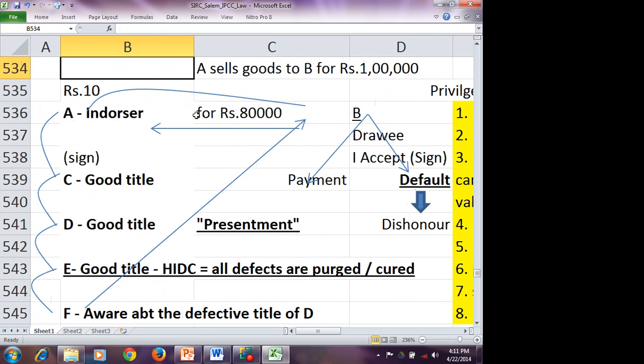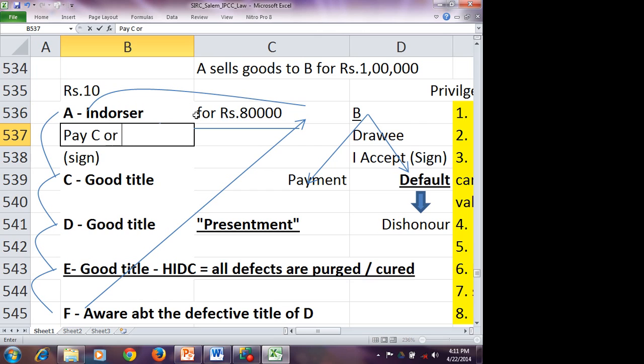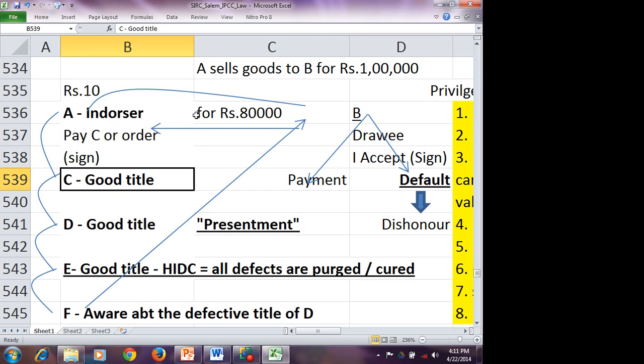And how do you convert the blank endorsement to full endorsement? Add the direction for payment above the signature of the first drawer or first endorser. Simple. Now supposing A says pay C or order, or C says pay D, and puts a signature, then it becomes full endorsement.